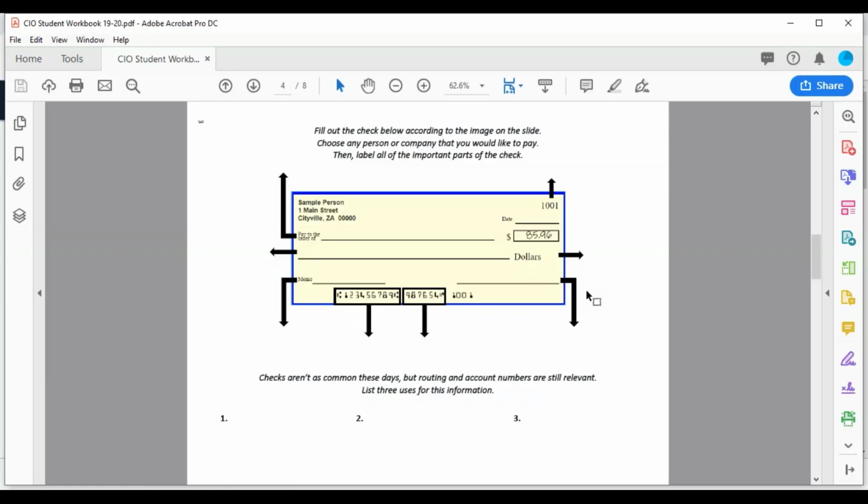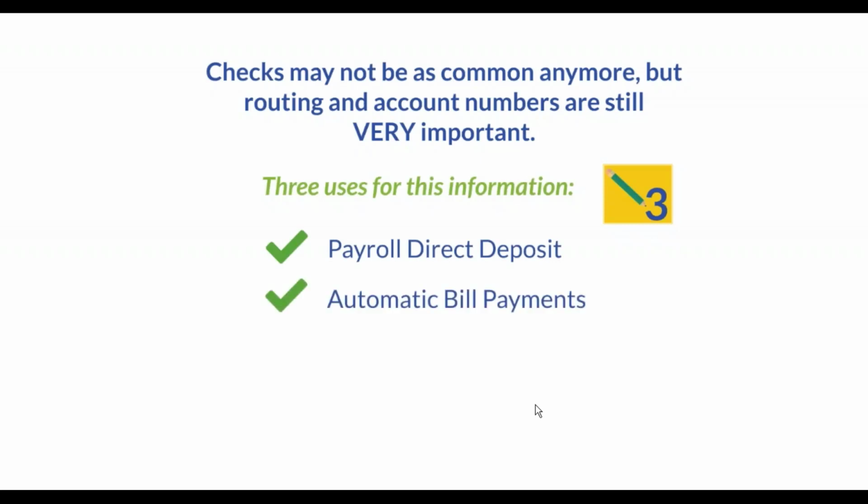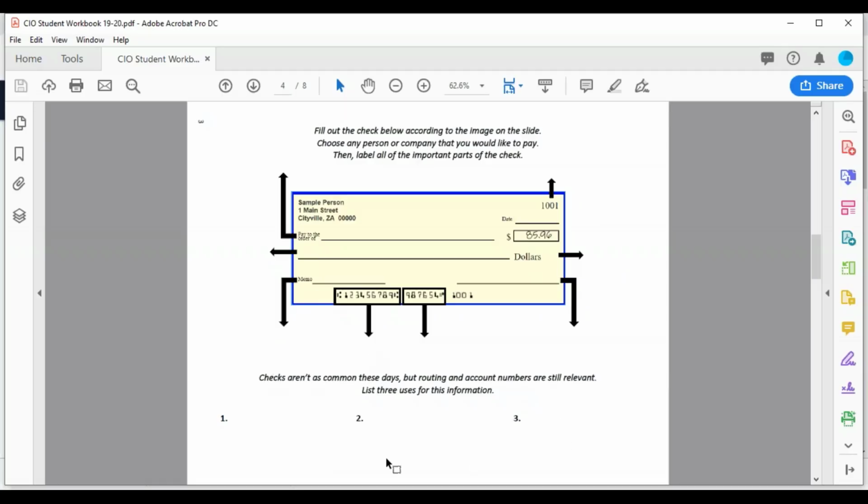Here's the page that they'll be filling out in their workbook. Next, we try to make sure that they understand that routing and account numbers are still important even though checks are not as common. Discuss 3 common uses for this information: direct deposit, bill payments, and wire transfers, and have them copy this information into the bottom of page 3 in their workbooks. And you can see the spot below the blank check where they should fill that information in.